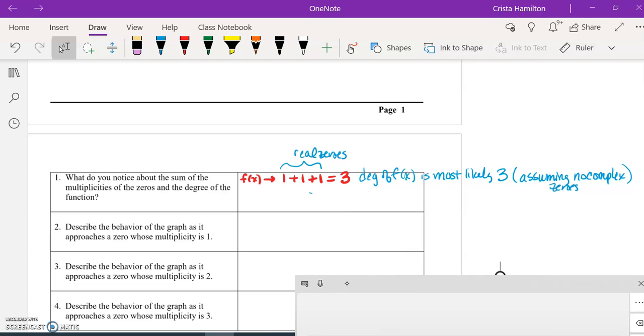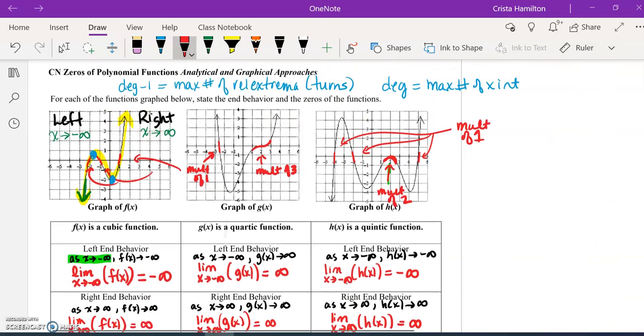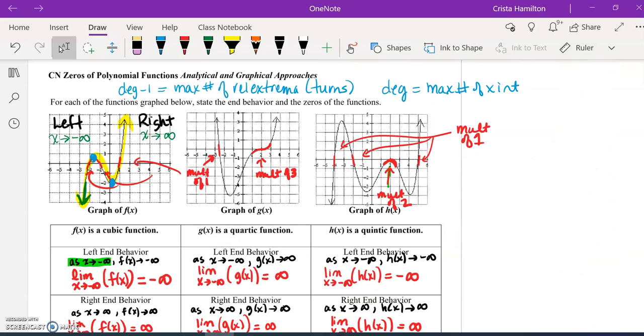And don't get mad at me because you guys are trying to fit this in too, but you can erase as well. All right, so let's look at the next one up here. So now we have our g of x.